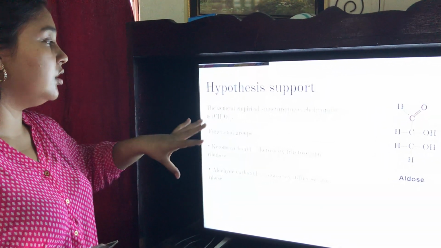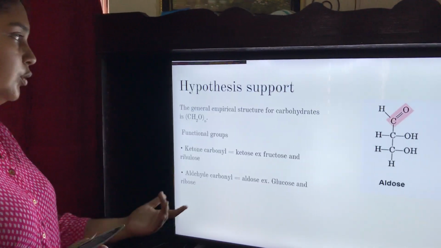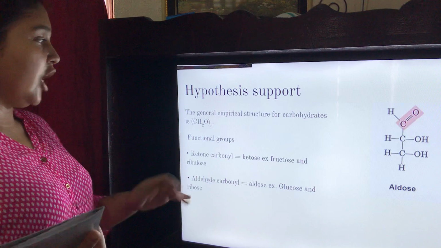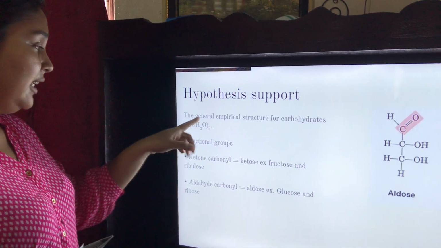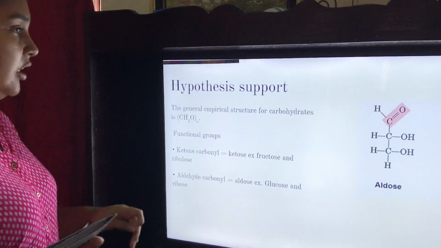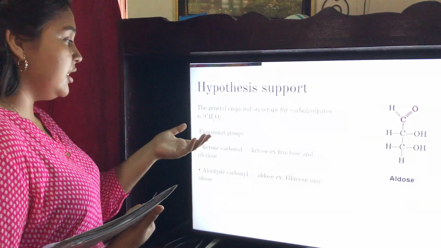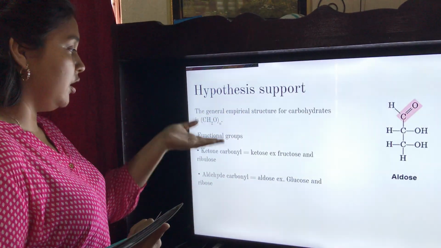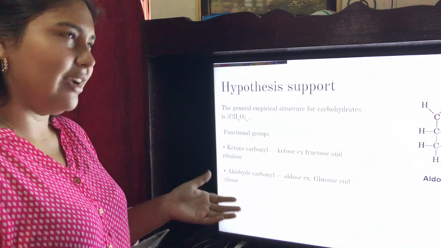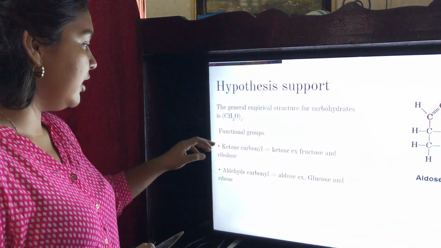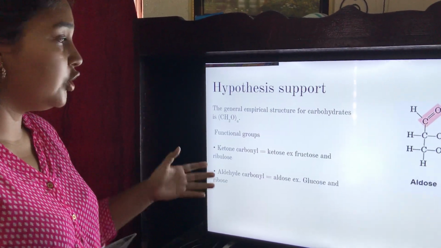Here we will continue with carbohydrates, since we already understand the process of respiration and photosynthesis in plants. The general empirical structure for carbohydrates is (CH2O)n. This is very important because we learned that carbohydrate is made up of carbon, hydrogen, and oxygen. Now the functional groups when naming carbohydrates are ketose and aldose.